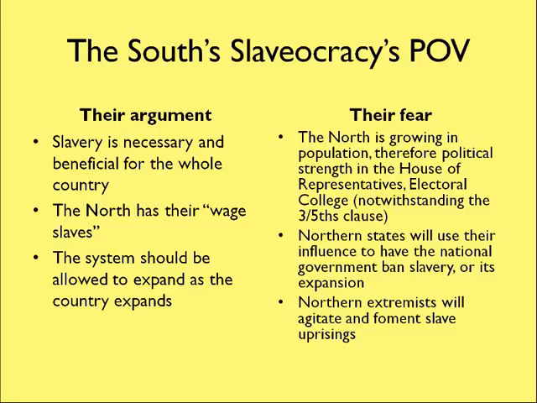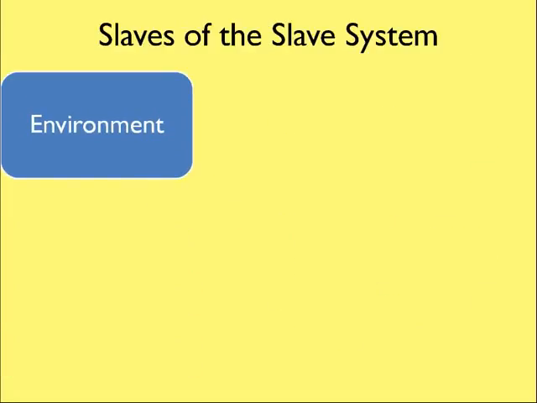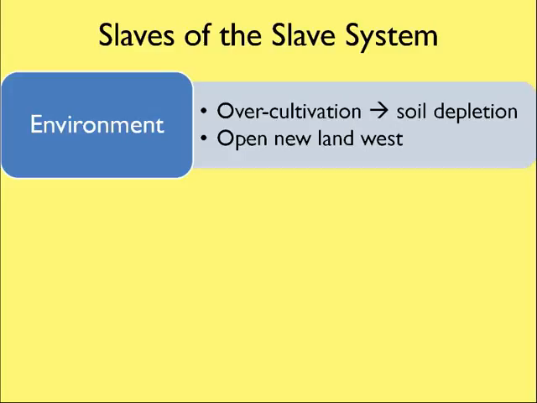Or that northern extremists like abolitionists are going to foment and encourage slave uprising, and they very much fear the slave entering their home at night and cutting their throats and leading a rebellion. And they're very much a bit stuck with this system. The environment, because cotton production leads to the soil's depletion, so they're often looking to opening up new lands to perpetuate and continue this system.